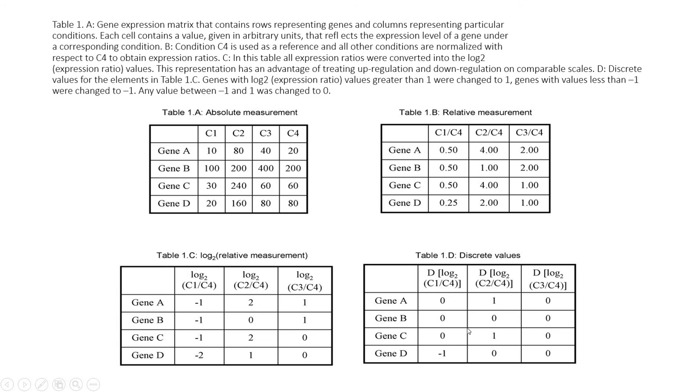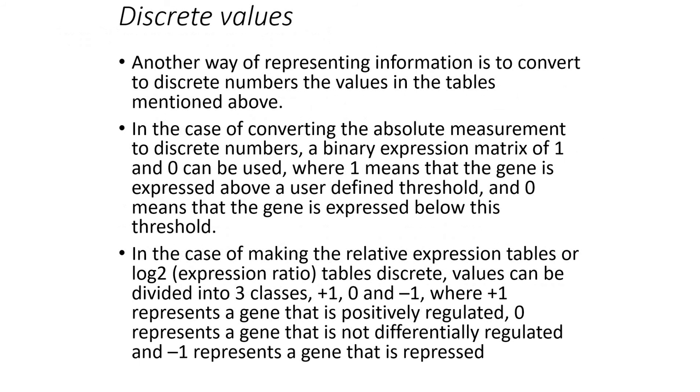So you can see wherever 1 is coming, if the value is greater than 1, then it is represented as a 1. So these are all three classes: 0, 1, -1. +1 is for the upregulated gene, -1 is for the downregulated gene, and 0 means a gene that doesn't show any change in the expression. I think now you have clearly understood this.